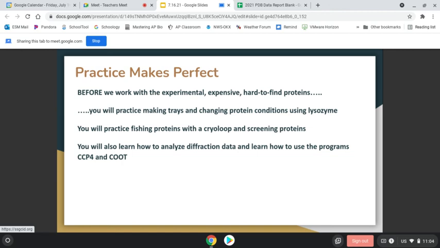The other thing you're also going to learn is how to analyze diffraction data. We have some data files that you can use to learn how to utilize the programs CCP4 and COOT. So a lot of that's going to be happening once school starts. And again, we're going to go through this in a very stepwise sequence so that everyone really gets a good understanding of how everything works. Okay. So that's kind of what's going to happen now after we're done with this introduction that you guys have all had. And teachers, do you have anything you want to add or chime in before we wrap things up?